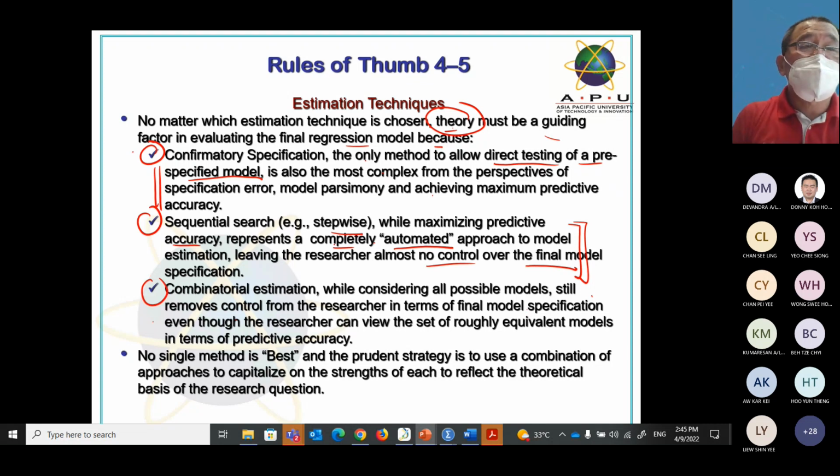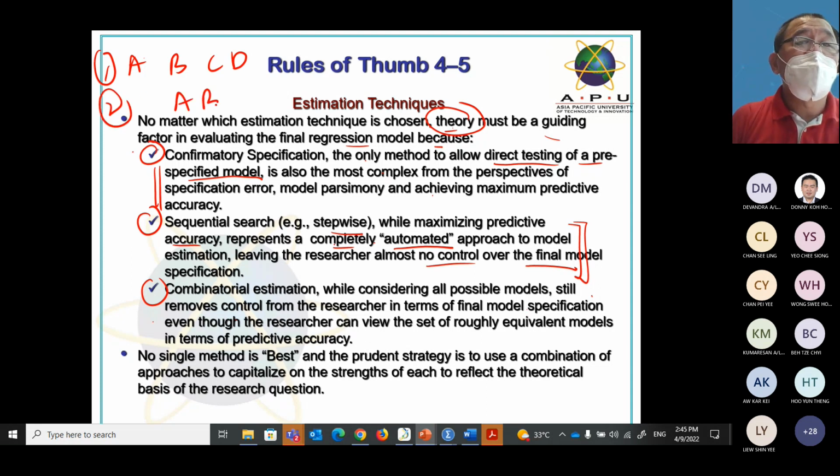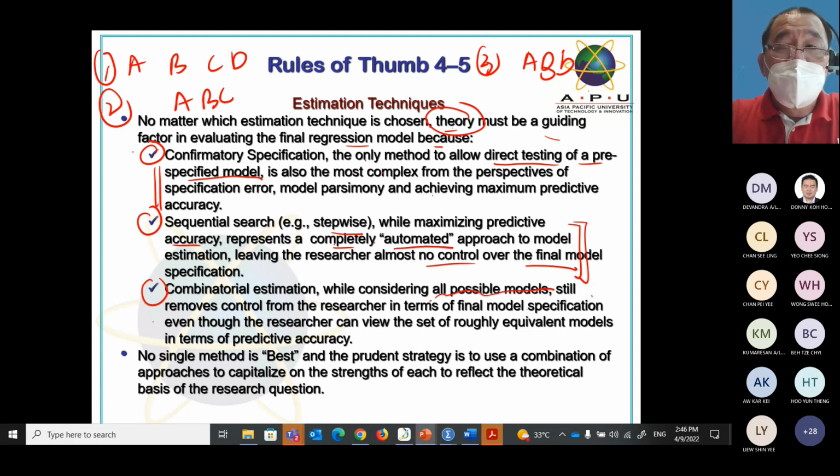Combinatorial estimation, discussed also just now. Let's say A, B, C, D. Model 1, you use everything. Model 2, you take only A, B, C as the independent variables. Second model, you take only A, B, D, and so on and so forth. So you consider all the possible models. This still removes control from the researcher in terms of the final model.